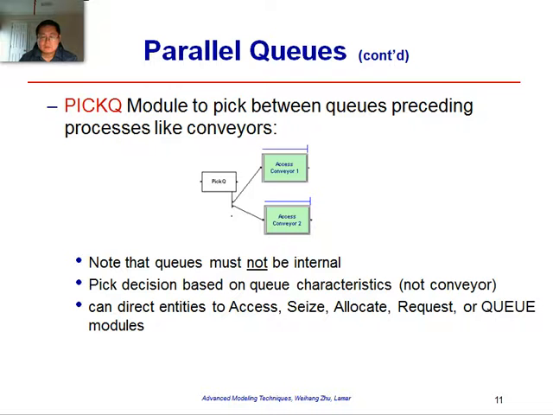Pick-queue selects the queue for the current entity. For example, in this case, the entity needs to decide which conveyor to use. We can also use the decide module to model these.